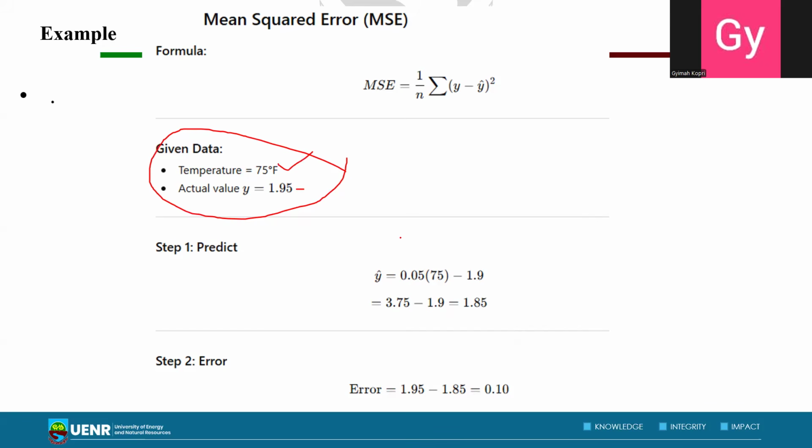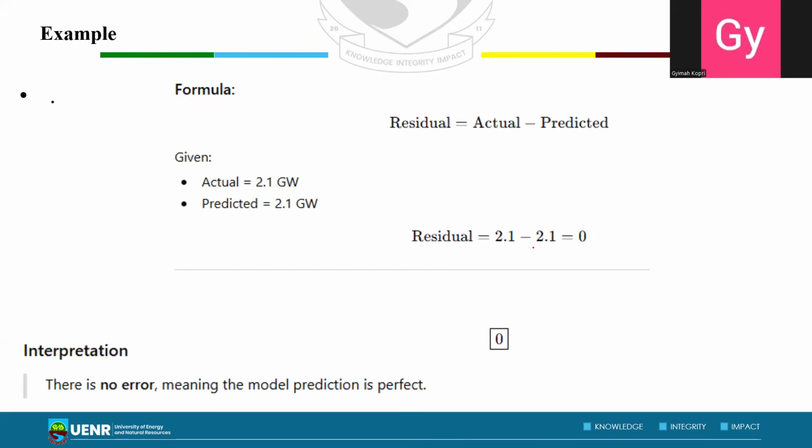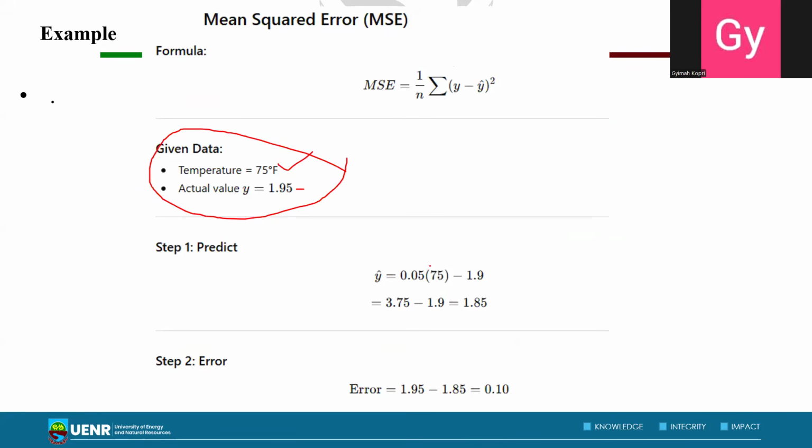So we go back to the graph. When it is 75, we trace. You have to use a ruler to trace. When you trace and you come this way, you are going to get 1.95. That is the actual one. So you get 1.95 for our actual value. So that is what we have over there. So our Y actual is equal to what? 1.95. Remember.